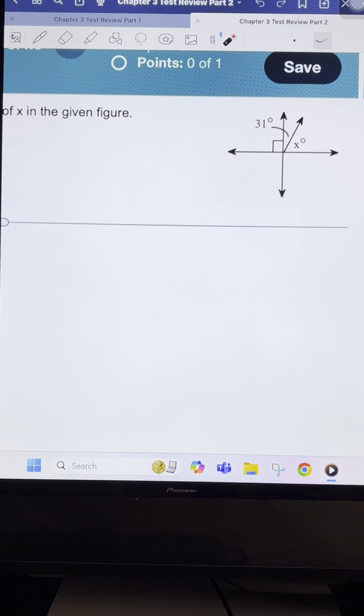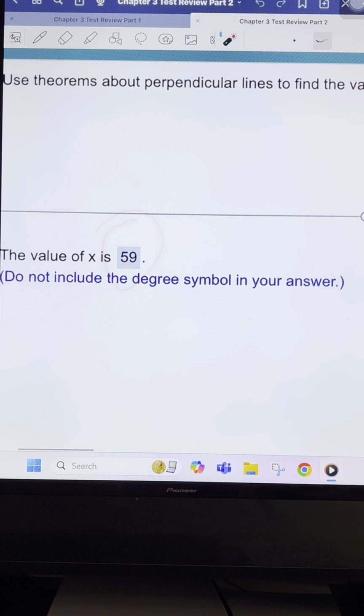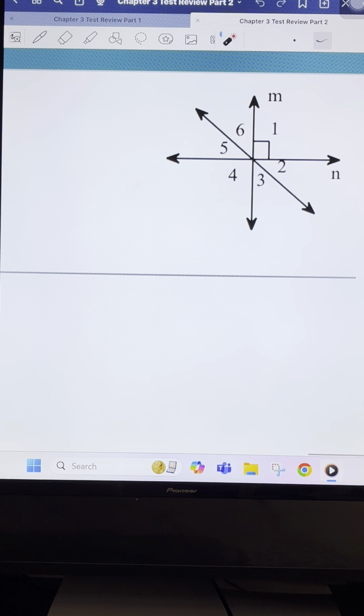So if this whole angle is 90 degrees, and this part is 31, and this part is x, I just have to do 31 plus x is equal to 90. And my answer should be 59. 59. Good. So now, once again, what is the measure of angle 4?